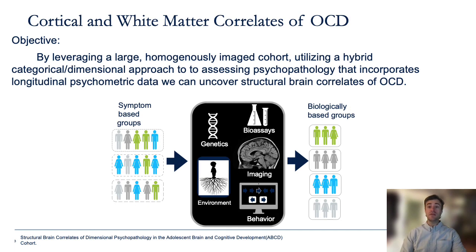So what I'll try and convince you of today is that by leveraging a large, homogeneously imaged cohort and utilizing an approach to imaging analysis that incorporates dimensional, categorical, and longitudinal psychiatric data, we can begin to uncover structural brain correlates of OCD, and that this approach can potentially be applied to other psychiatric conditions in large neuroimaging datasets.